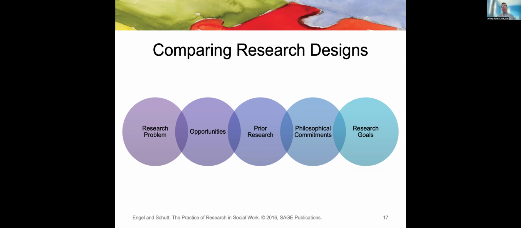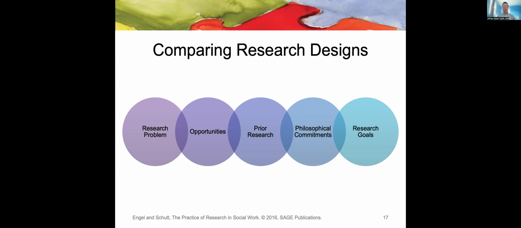All right. So when we compare research designs, whether we're using cross-sectional or longitudinal or these types, we have to really again consider it in that broader context. And so we need to understand what our research problem is, what the opportunities are to understand it and to do that research. What has some of the prior research said? What types of commitments are we committed to, such as a social justice lens? Who is participating in this research? Who is interpreting this research? What are the goals of this?